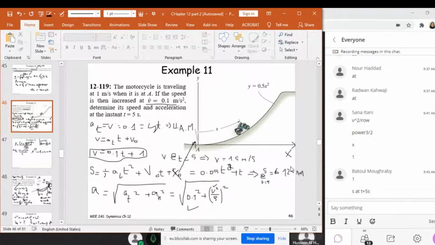You don't have the answer? Guys, I need to relate s to x and y in order to find x. How can I relate this s to x and to y? You're listening?